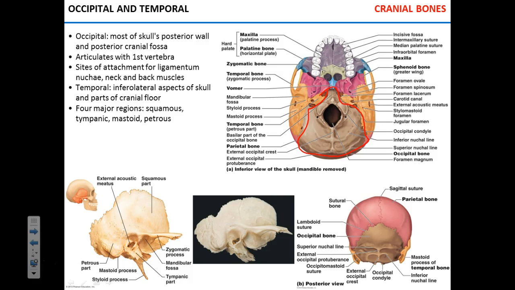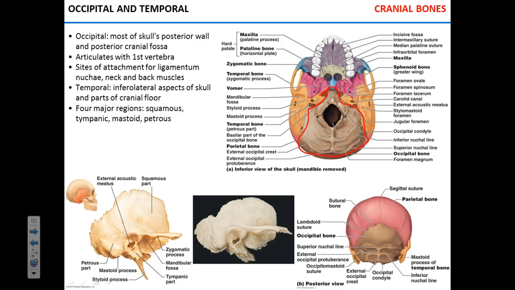is the place where the brain stem comes through into the cranium. That makes sense? So here it's the opening for the brain stem, the vertebral column, spinal cord. Does that make sense?